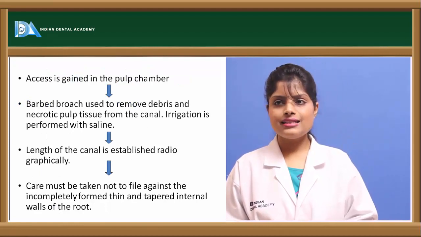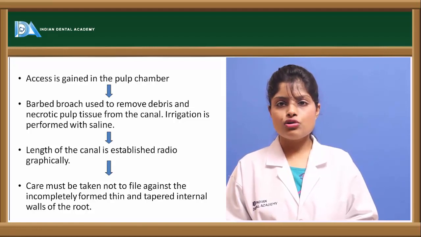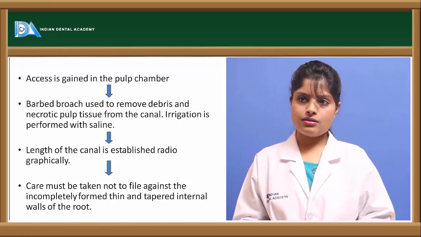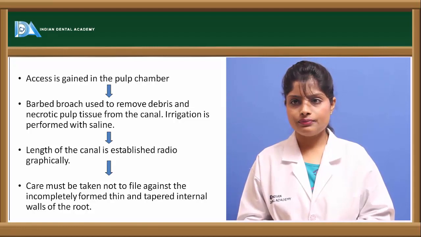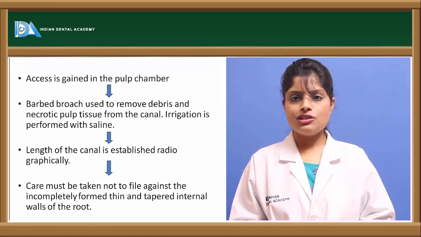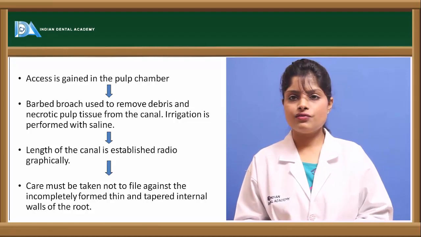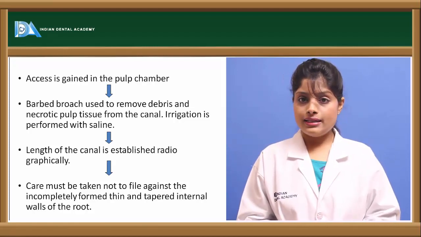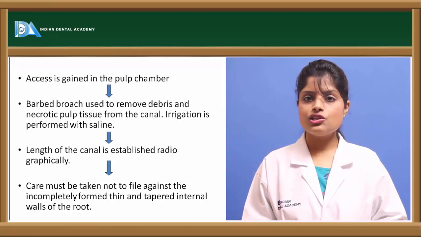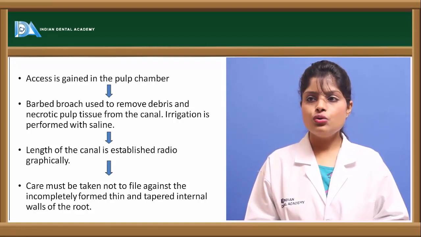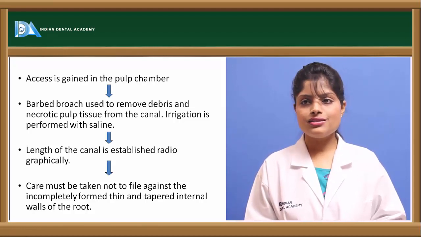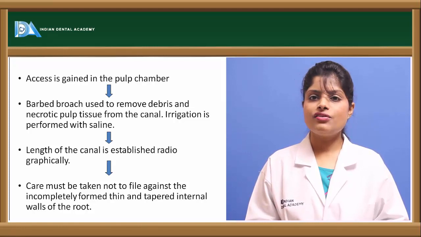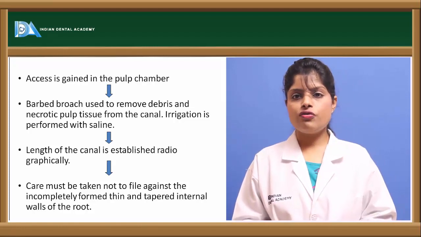Furthermore, access is gained to the pulp chamber and a barbed broach is used to remove all the debris from the pulpal canals. Irrigation is performed by means of saline or hypochlorite. The length of the canal is established by means of a working length preoperative radiograph. Now, in the filing procedure, care should be taken not to file against the thin walls towards the apical region, because this may lead to fracture of the root.